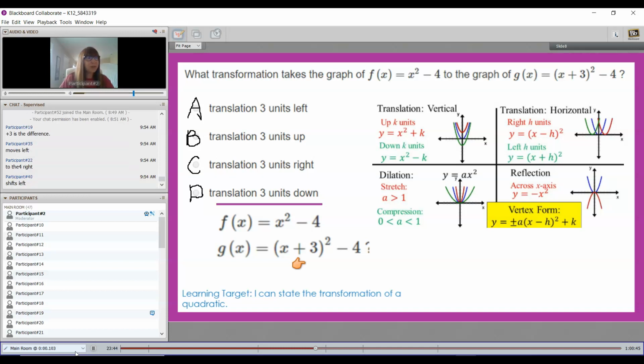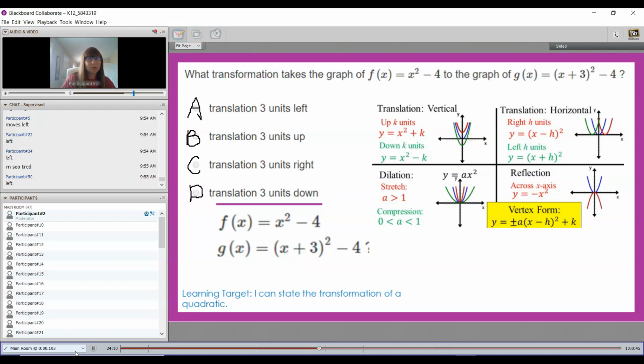Yep, you got it, Anya. You're looking at the minus 4. The minus 4 moves it down, but that was the same in both equations. That didn't change. It was this plus 3 that we added to our input here. Yep, you got it, Rory. Yeah, it goes to the left. Thank you, Riley.